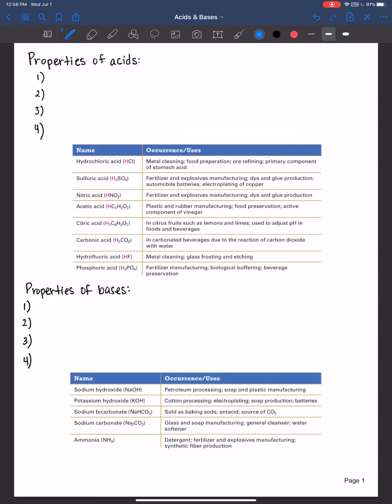Well, acids typically have a sour taste. They have the ability to dissolve metals. They also turn litmus paper red. And they can neutralize bases.